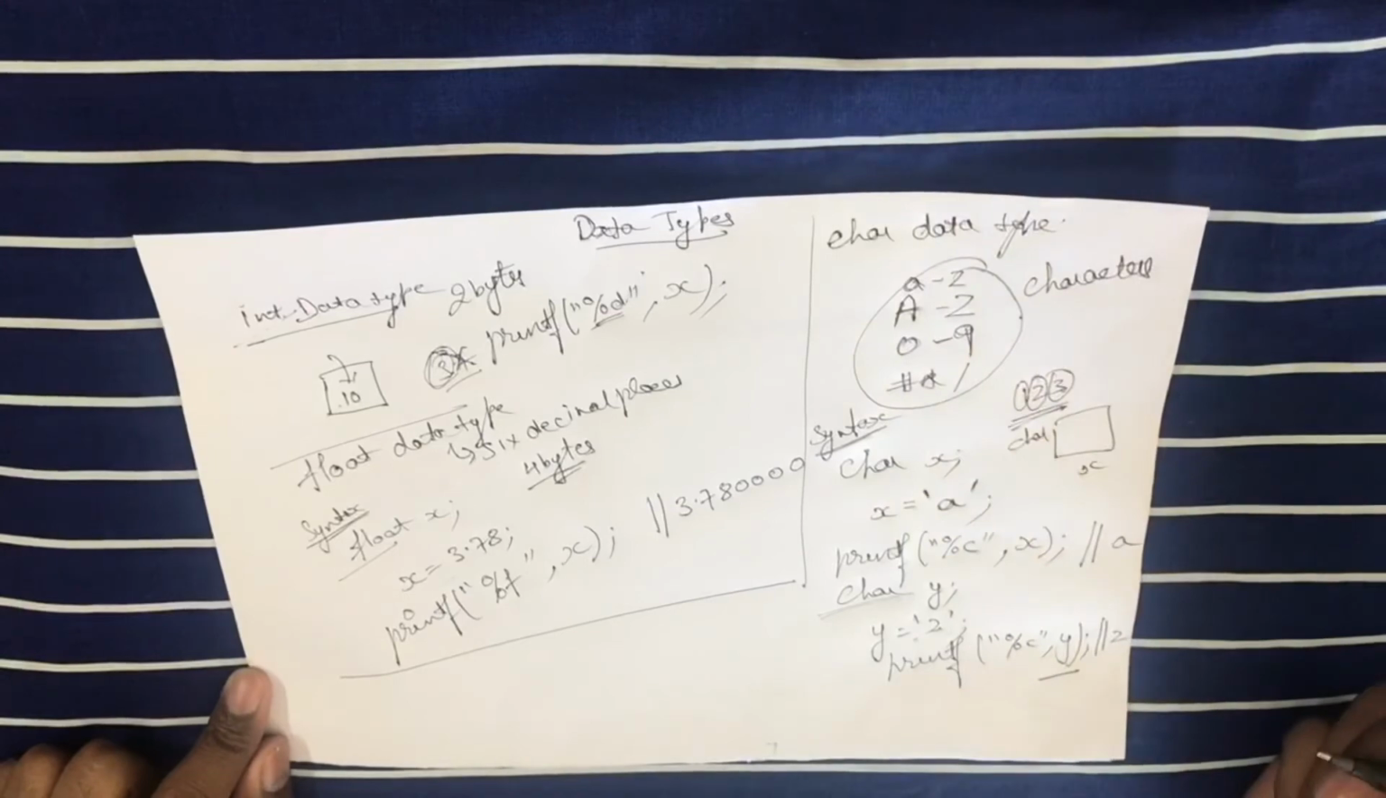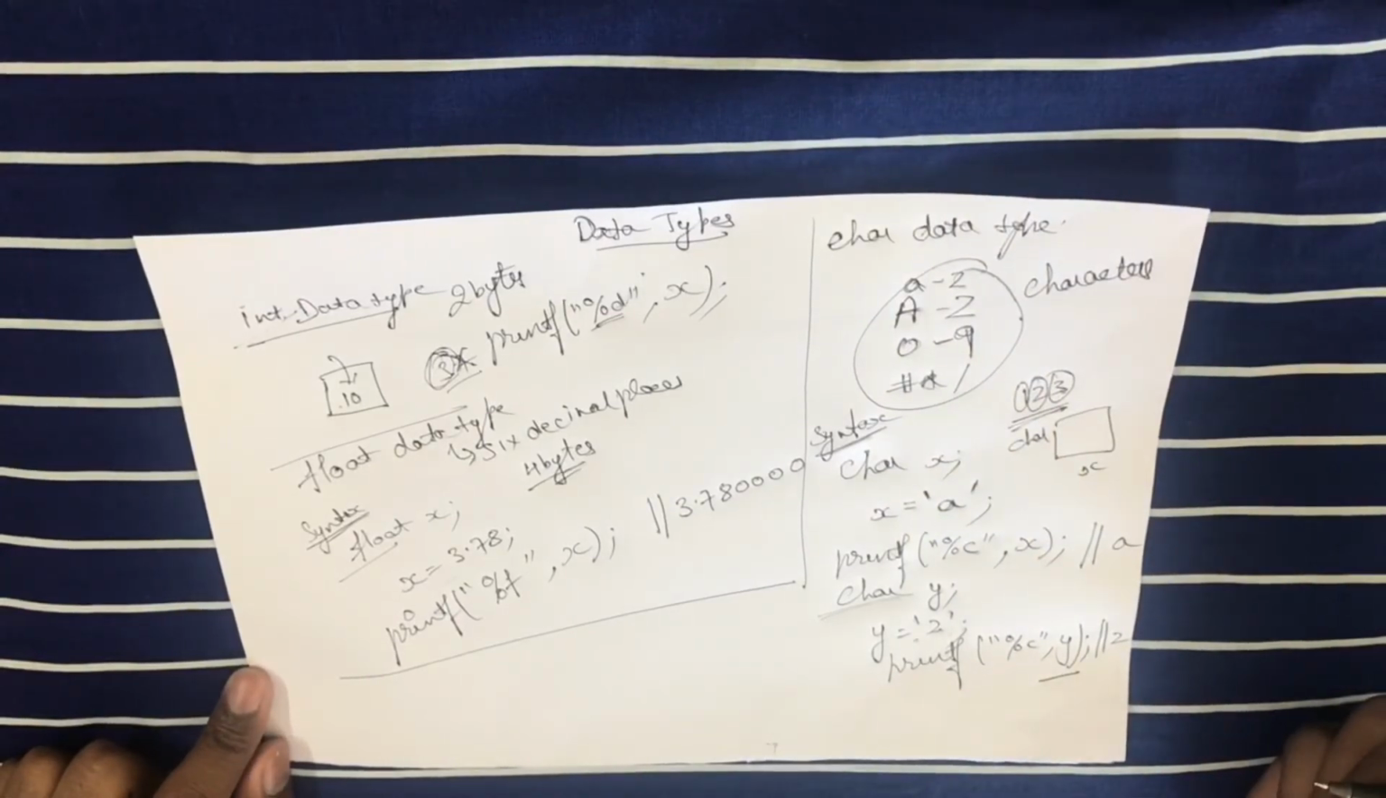So these are the three main data types which we'll be using mostly in our C programming language.